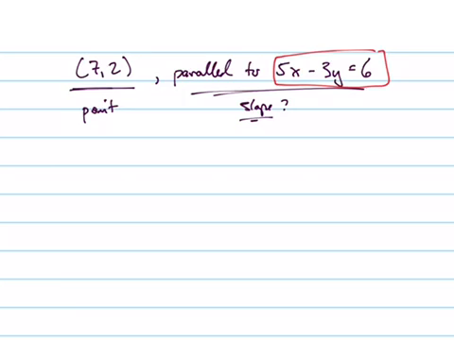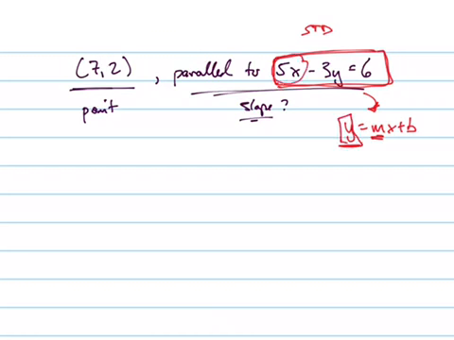Well, remember, this is called standard form. Remember that slope-intercept form is y equals mx plus b. So if I could somehow change this so it looks more like that, then I could just look at the coefficient of the x, and that would be the slope. So how do I do that? Well, I get y by itself.